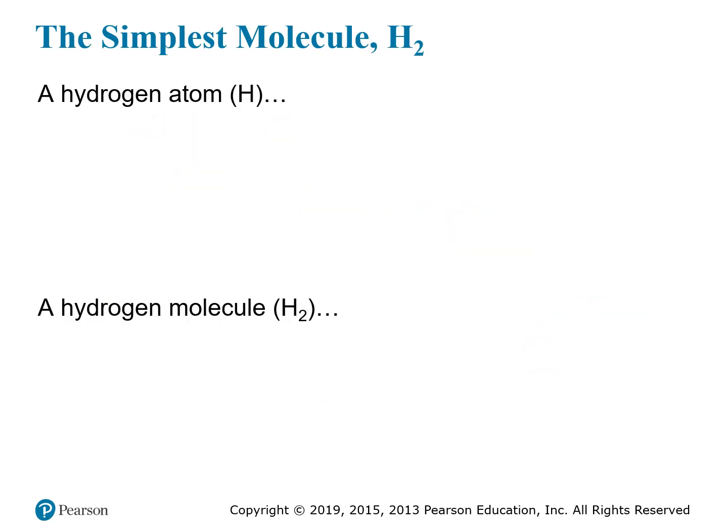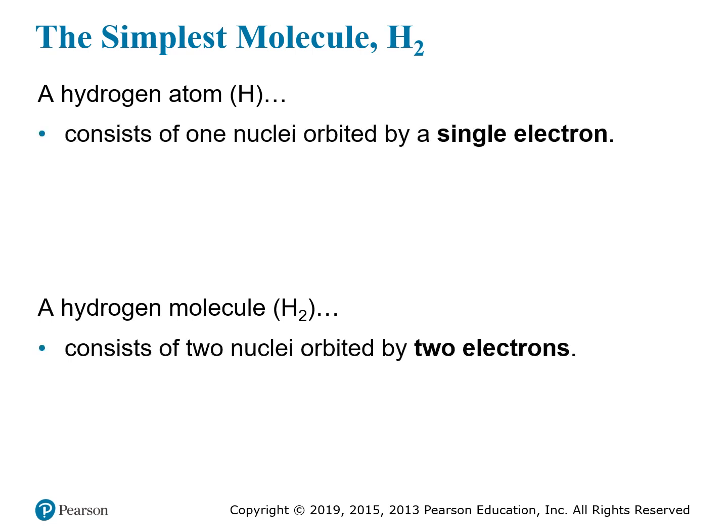So, thinking about this process and how this works, we can come up with some general rules that actually apply to the formation of a lot of covalent bonds and a lot of covalent molecules. So in a hydrogen atom, you have, again, one nucleus orbited by a single electron, whereas in the molecule, H2, you have two nuclei, and together they are orbited by two electrons.